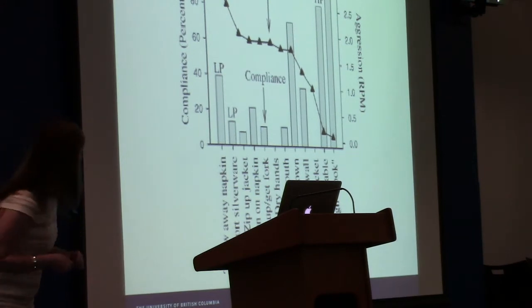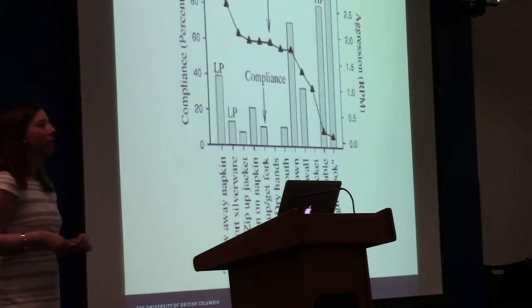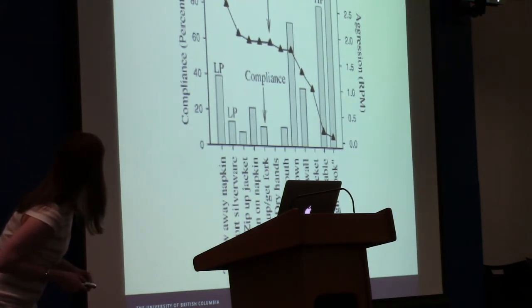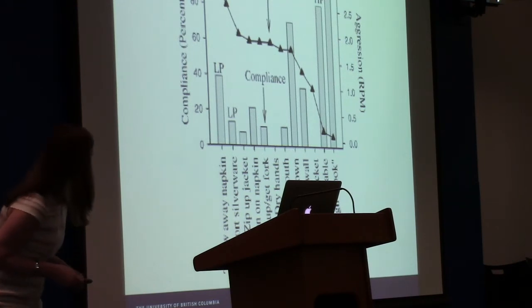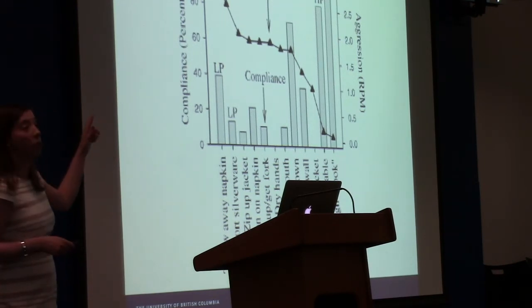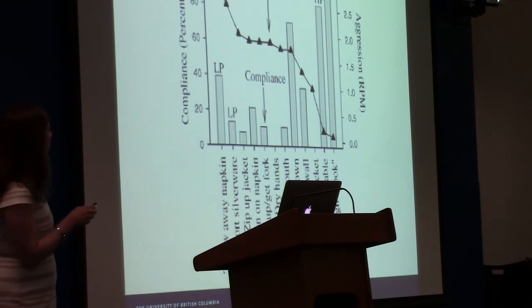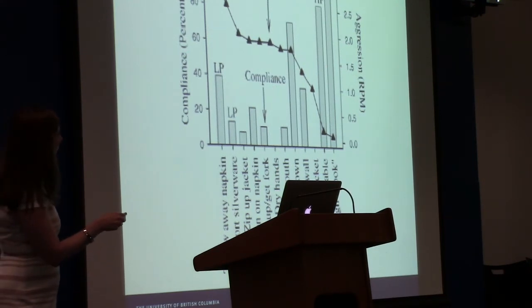Sorting folder. Yeah, that's definitely one. Maybe zip-up jacket. There's a little bit more compliance with throwing away the napkin, but there's a bunch of problem behaviors, so that might be reasonable too. But definitely something on this end, and less so on this end, right?